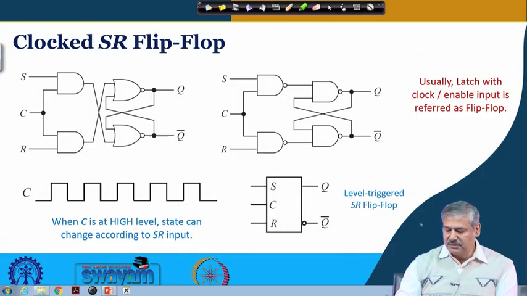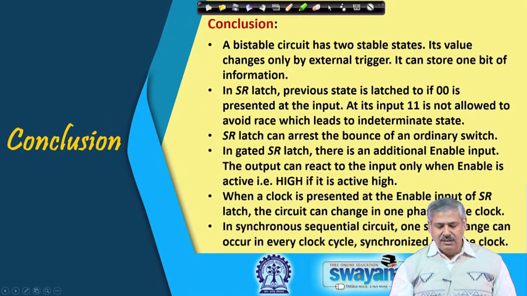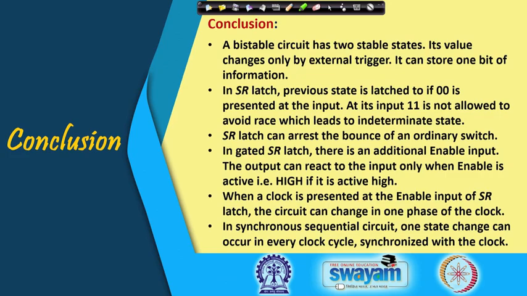So, with this we conclude today's class. A bistable circuit has two stable states. To summarize, its value changes only by external trigger. In the SR latch, 0 0 is the input when the previous state is latched, 1 1 is not allowed, and we can get a bounce free switch out of ordinary switches using an SR latch. And in a gated SR latch or clocked SR latch, there is an additional input which enables the SR input to pass through and make changes in the final output.